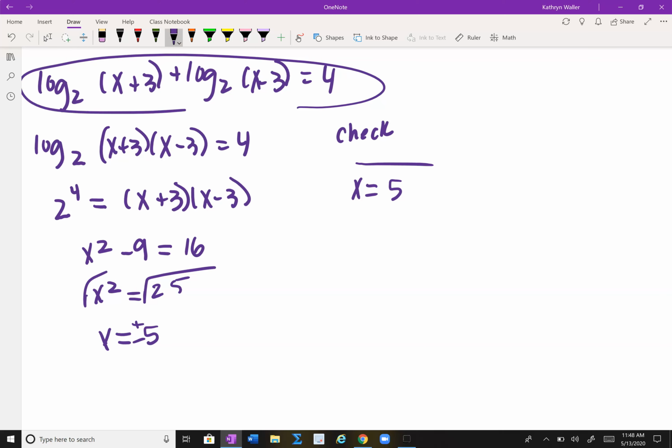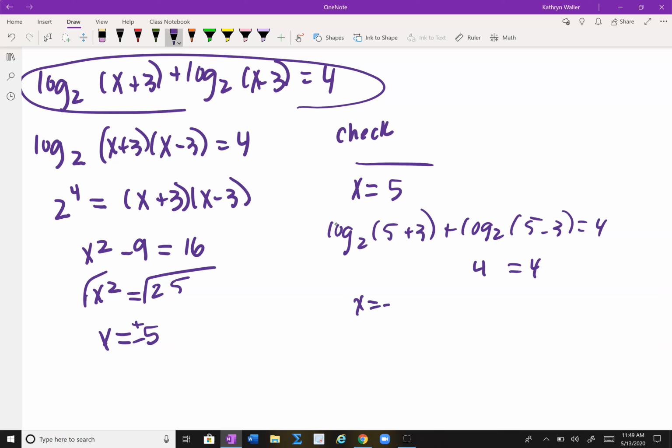When you check, always check from the original. So this is log base 2 of 5 plus 3 plus log base 2 of 5 minus 3 is equal to 4. Okay, on the left-hand side, go log 8, close it off, divided by log 2, close it off, plus log of 5 minus 3, which is 2, close it off, divided by log 2, close it off, enter, and I got 4 equals 4.